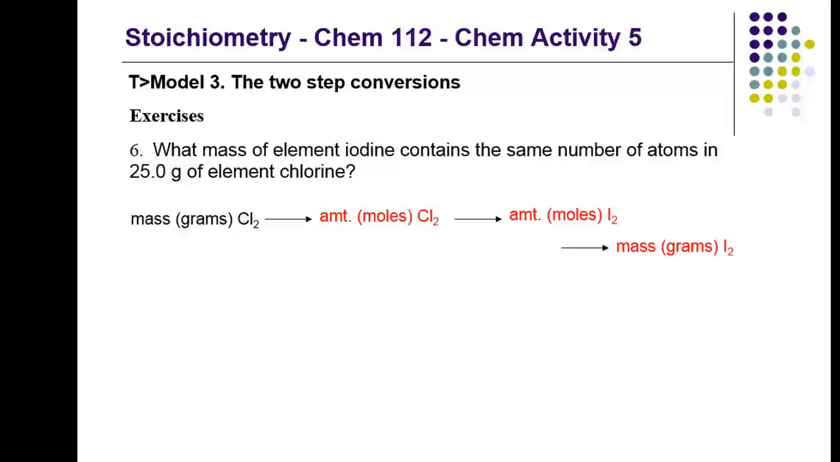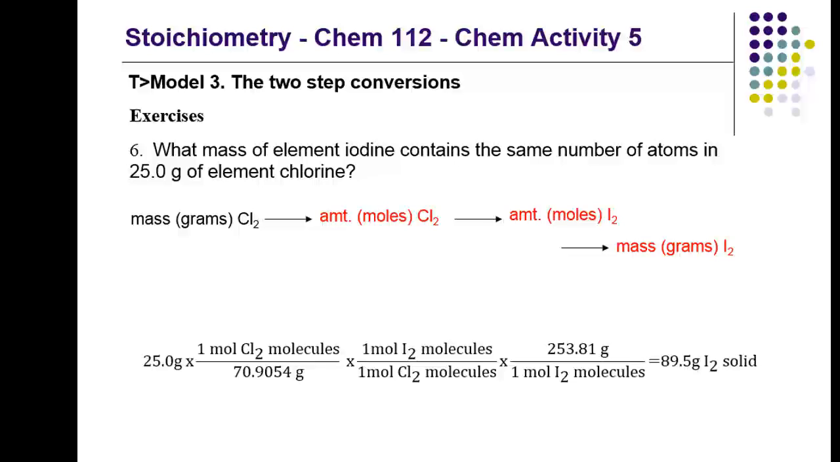So therefore the calculation would go something like this. The 25 grams of chlorine convert to the amount of chlorine, so the mass will cancel. We end up with the amount. Now I could convert to the actual number of molecules of chlorine using Avogadro's number, but then I would have to convert it back to the amount of iodine using Avogadro's number. So that effect will just cancel. So I'm going to leave it at the amount, that is the number of moles.